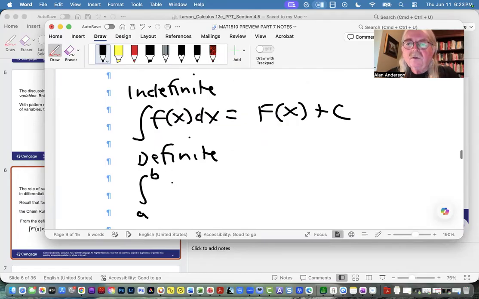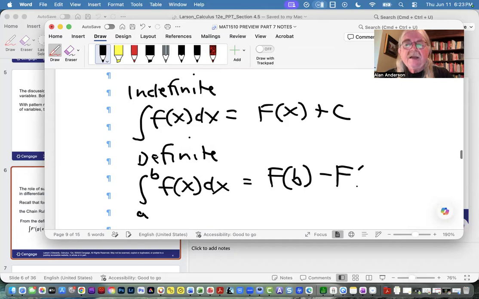We have an upper and a lower limit of integration, which means we're trying to solve for a specific constant. Whereas up here we have a family of solutions. Here we have one solution, which is a constant. And by the fundamental theorem of calculus, what we're actually doing is evaluating the integral at b and a and subtracting.